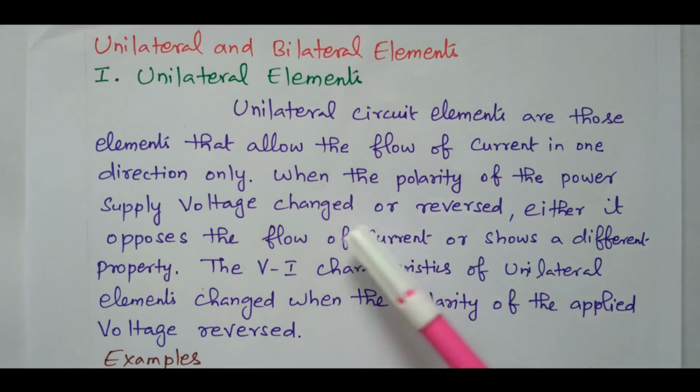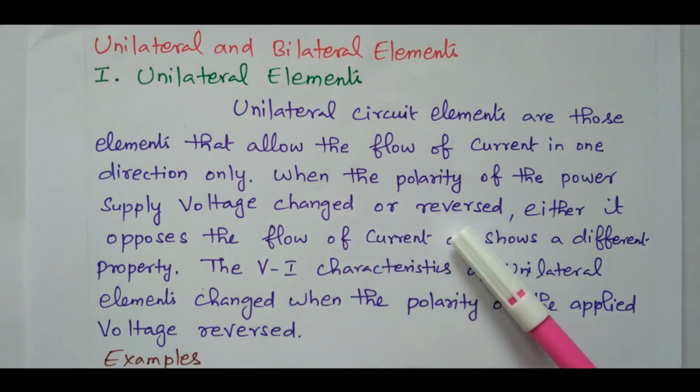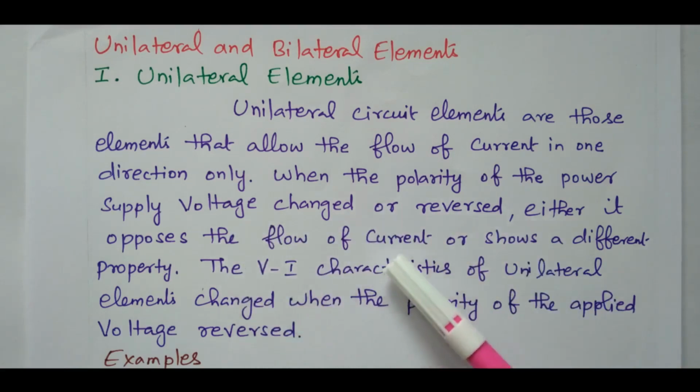When the polarity of the power supply is changed or reversed, the element either opposes the flow of current or shows a different property. The current will flow in only one direction. Suppose you reverse the current or reverse the polarity, it will work with different characteristics. That is why it is called unilateral. Unilateral means only one direction. If the direction changes, its property will change.